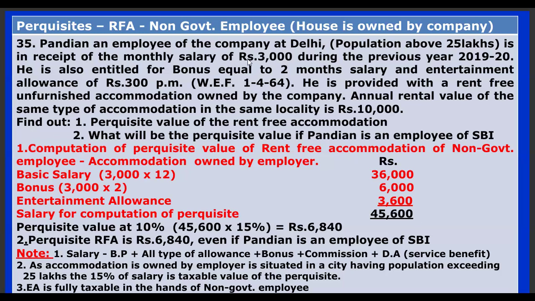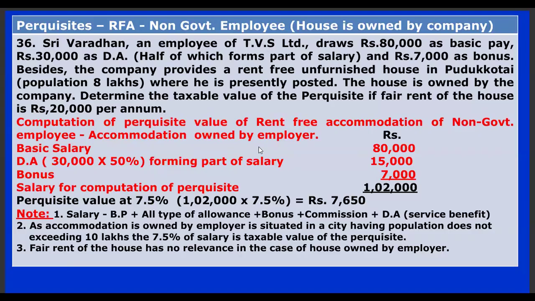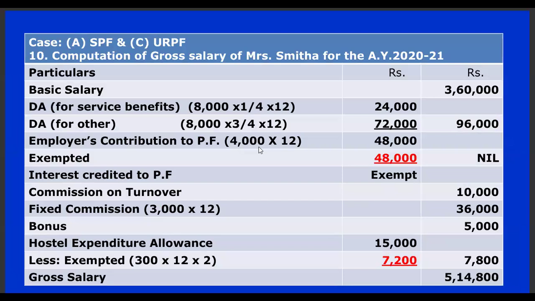The salary he is earning is 3,000 per month, so it is 36,000 plus bonus, that is 3,000 into 2 is 6,000, and entertainment allowance is 3,600. So his salary becomes 45,600. Now since the population is 25 lakh, if it is more than 25 lakhs, it is 15%. So the value of perquisite will be 45,600 into 15%, it is 6,840. We're not going to calculate the other perquisites and so on. So these are the valuations.